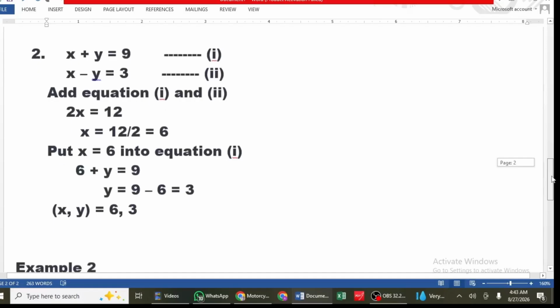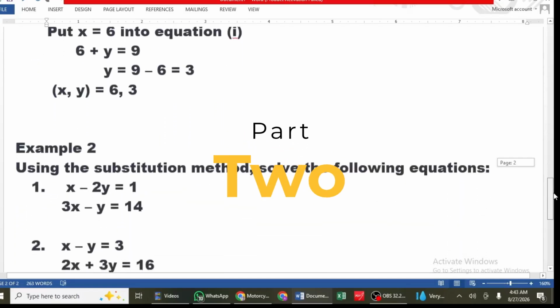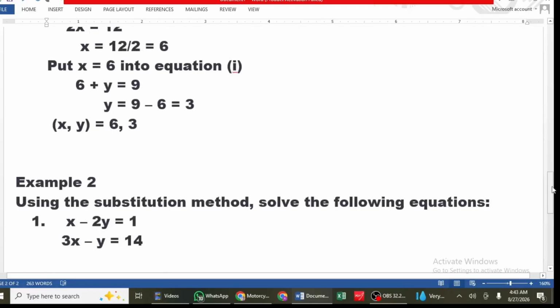Elimination method. Now let us go into substitution method. Substitution method is saying that you make one of the letters, one of the unknown, the subject of the formula, and you substitute in the second equation.